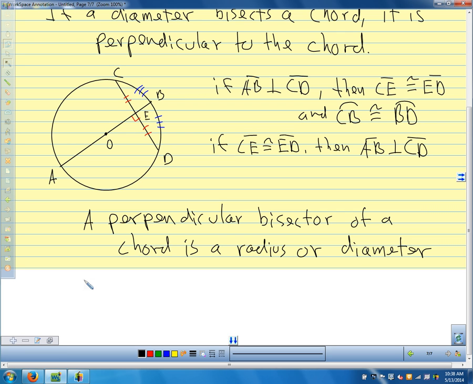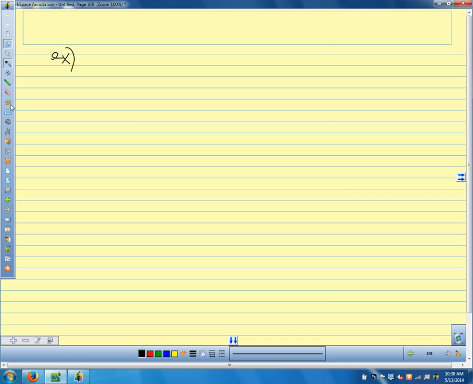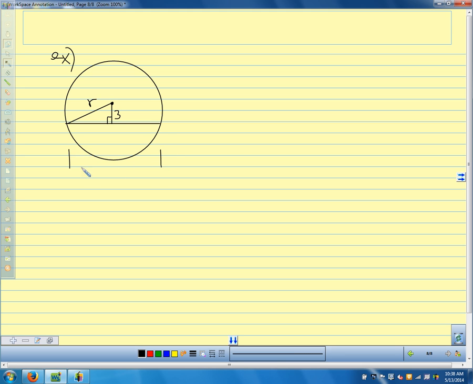All right, I want to take a look at a couple of examples that use this idea of the chord and the diameter and this idea of a perpendicular bisector. So here's our picture for this example. We have a chord, like so. We have our center here. And this is a 90-degree angle. That's 3, that's R, and we know that this whole chord is 14 units. And we want to find R.